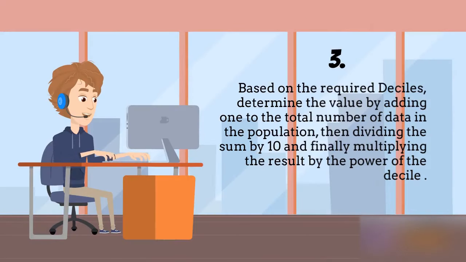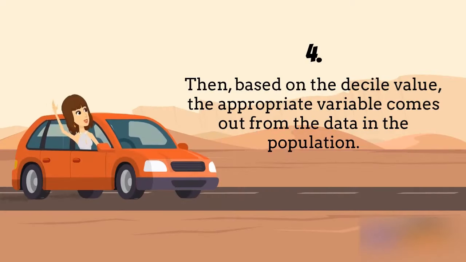Third, based on the required deciles, determine the value by adding 1 to the total number of data in the population, then dividing the sum by 10, and finally multiplying the result by the power of the decile. Fourth, then based on the decile value, the appropriate variable comes out from the data in the population.